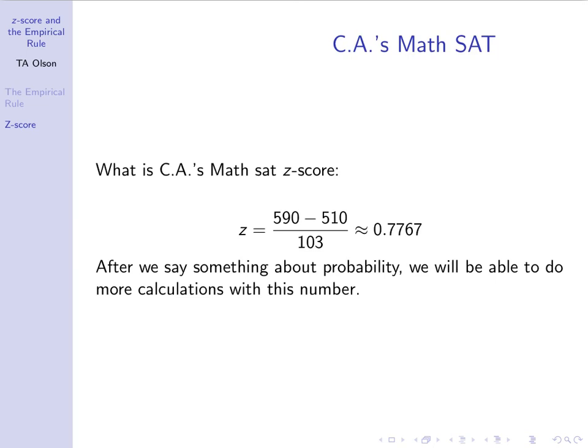All right, so Chifaru's math SAT z-score: she got 590, the mean was 510, and the standard deviation was 103. 590 minus 510 is 80. 80 divided by 103 is 0.7767. After we say something about probability, we'll be able to say quite a bit more about where this score sits in terms of all of the other math SAT scores. But until we get there, let's stick with this calculation. We find the z-score if our data is mound-shaped.